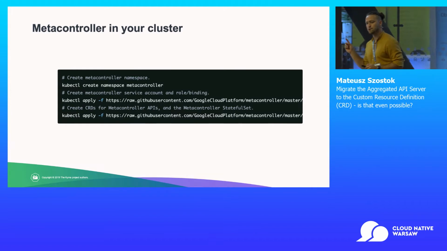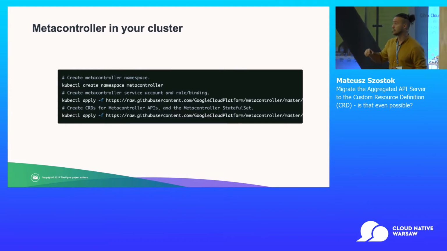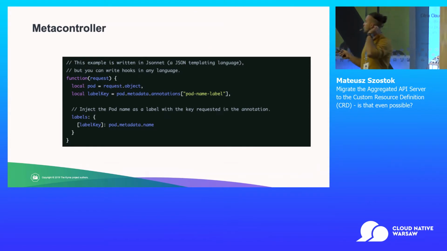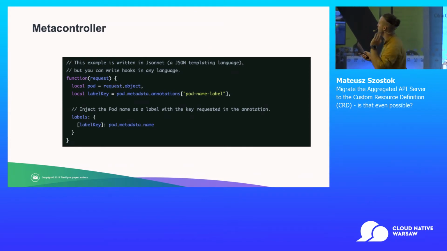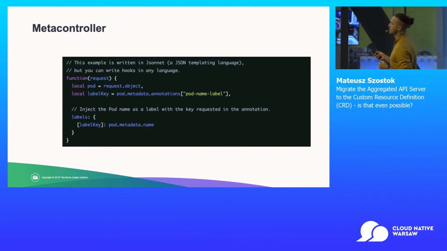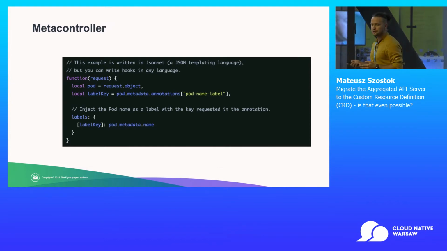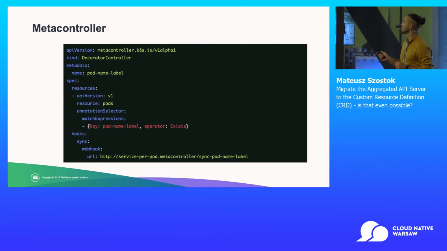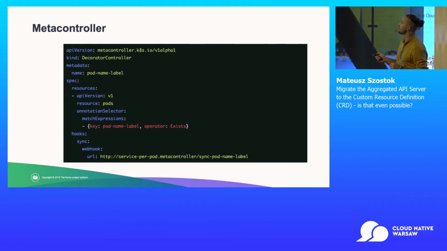First of all, you need to deploy that controller in your cluster. Then you can define Lambda in any language. So hooks can be written in any language. In that case, it's a Jsonnet. You are just receiving some manifest, applying some modification, and that's it. How you register that webhook? Basically, you need to use kind from meta controller.